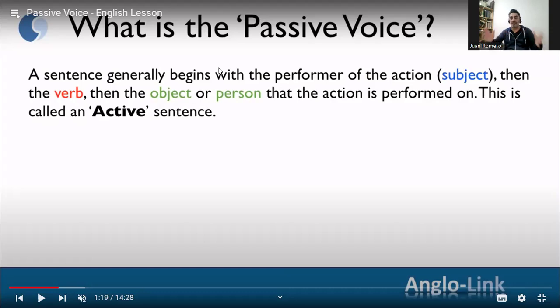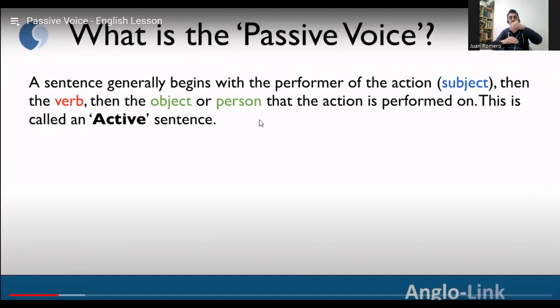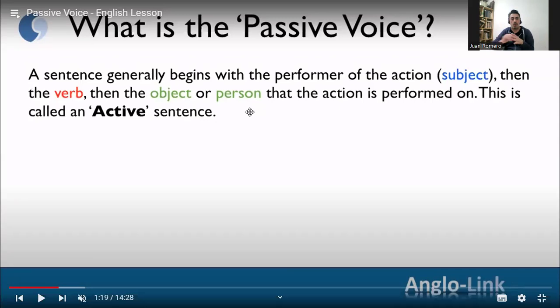This is called the classic active sentence: I do something, I drive my car. I am the subject who does the action of driving upon the car, which is the object. This is the active, popular, everyday sentence. Now, what happens when we turn it the other way?